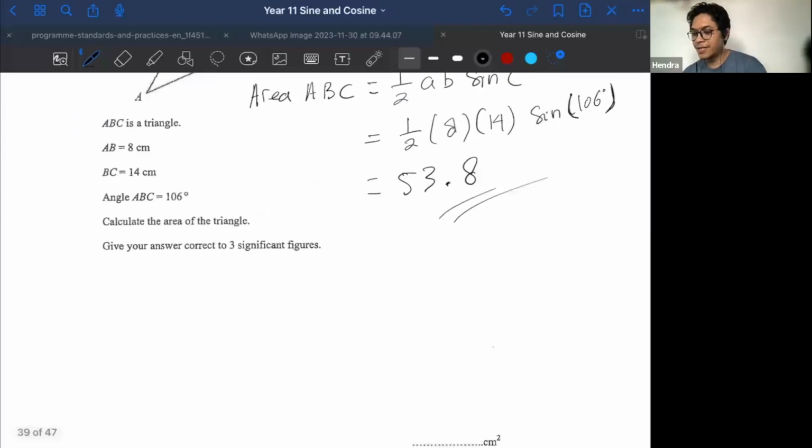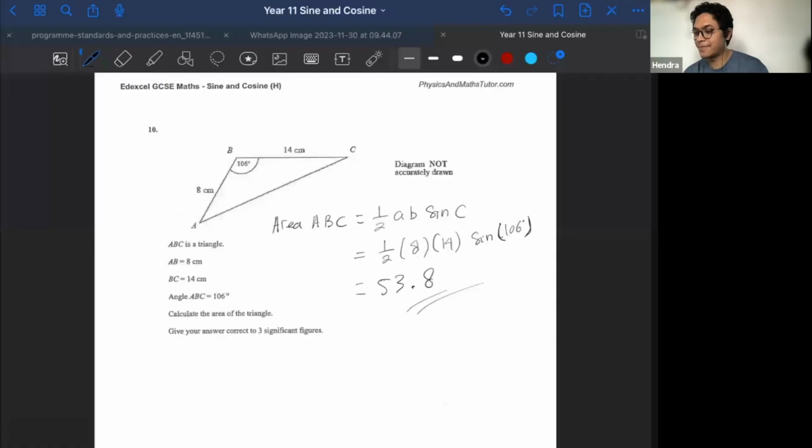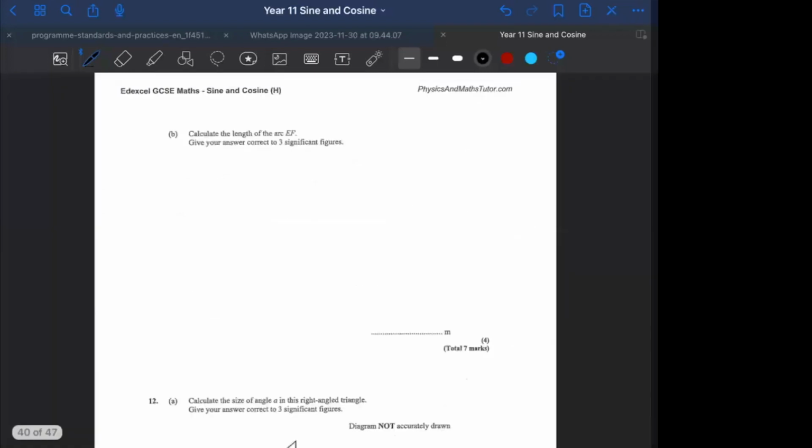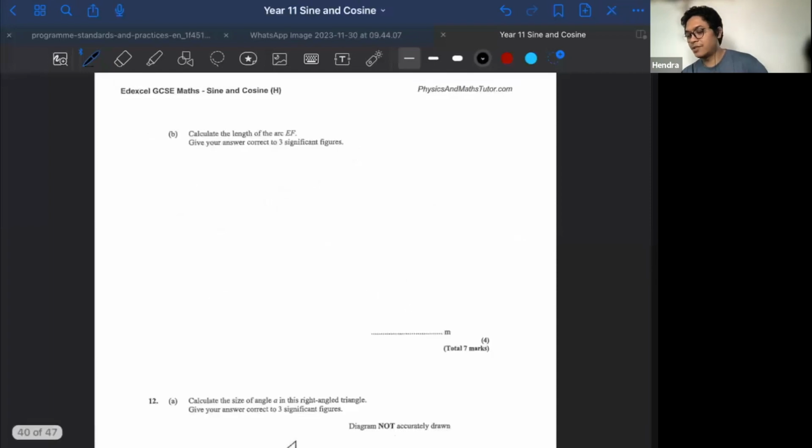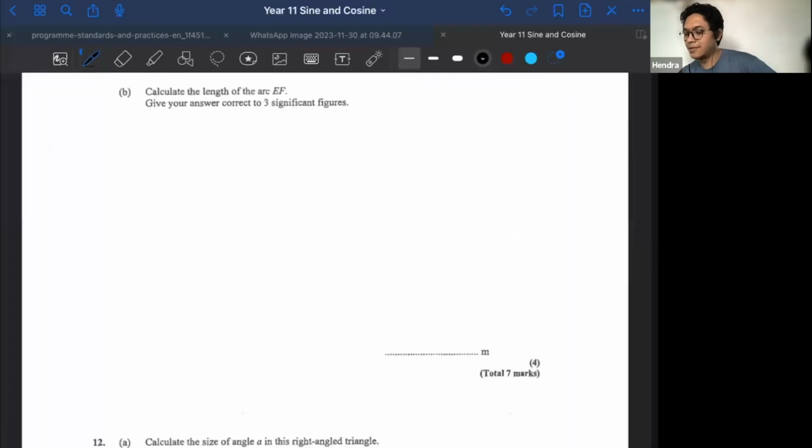You're good with the area of a triangle, right? Yeah, should be. Just remember the formula. Anyways, you should be given the formula in the formula booklet.